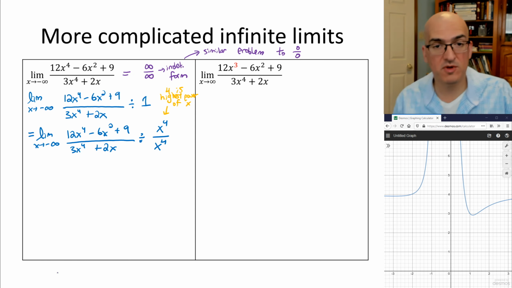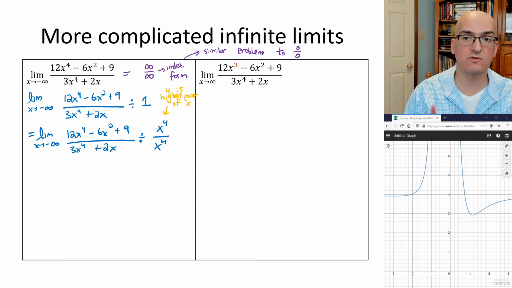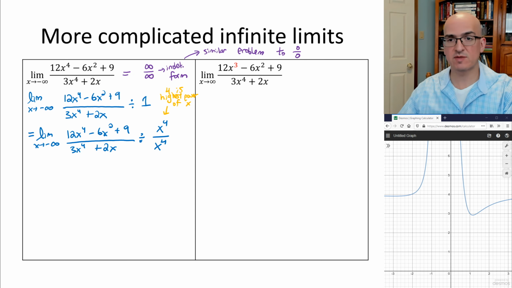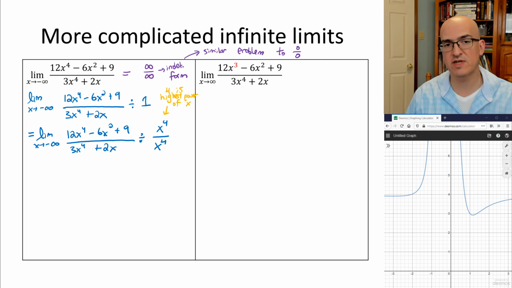Yes, you can change that into multiplication by the reciprocal, which is multiplying by x to the 4 over x to the 4, but don't do that. Instead, I'm going to take everything on top and divide it by x to the power 4, and take everything on the bottom and divide it by x to the power 4, because that's what this is telling me to do.